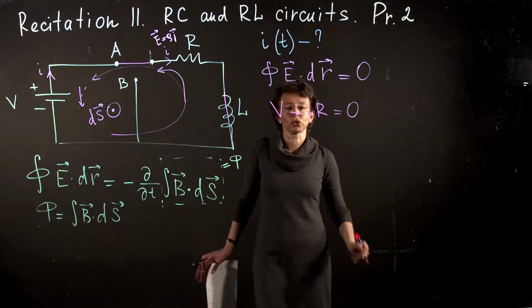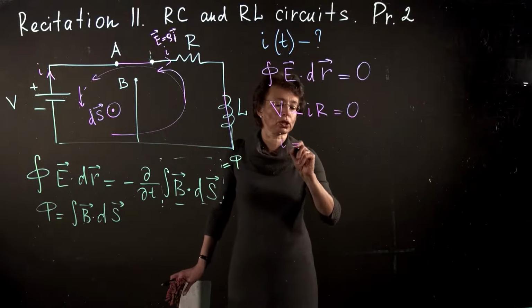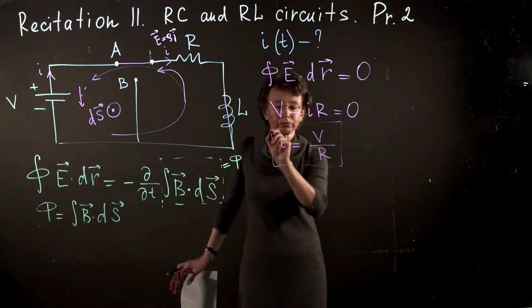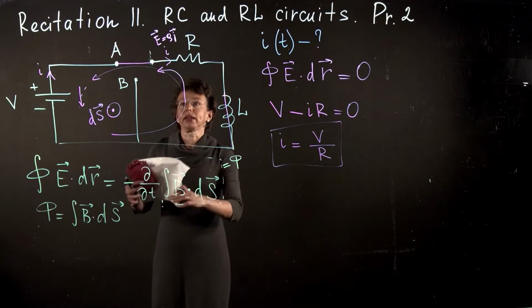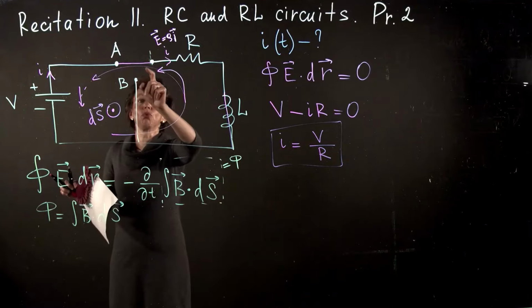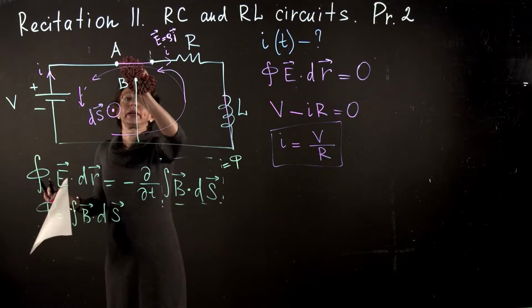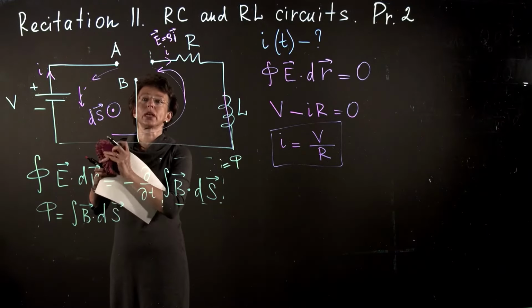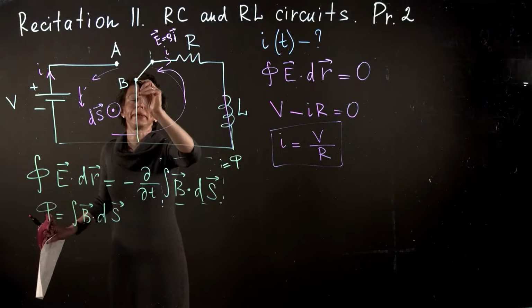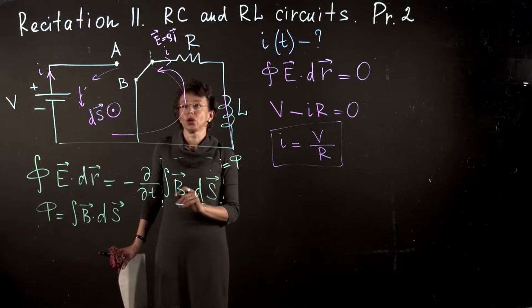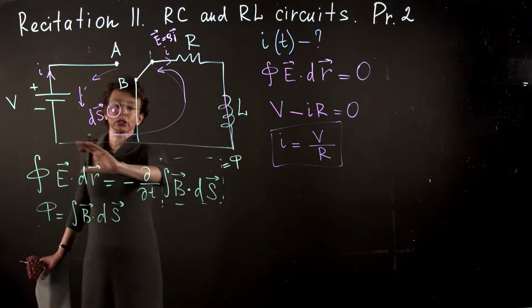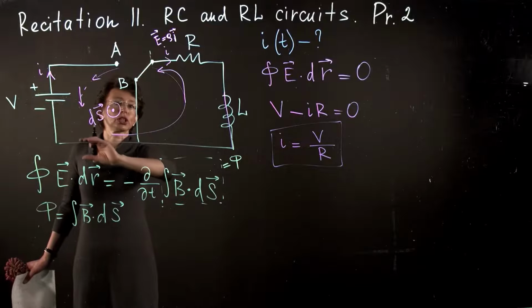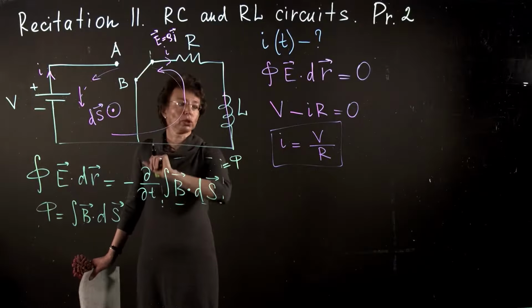This is our equation for steady state, and we immediately solve for current. Current is V over R. After that, the switch was moved to position B. Let me draw it. Now the switch is in position B, which means that this part of the circuit is non-existent. We have a gap here. Current cannot flow. We have a closed loop only here.